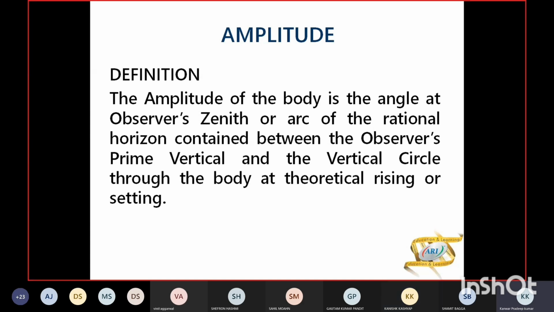Yesterday we discussed that the amplitude is the angle at the observer's zenith, or arc of the rational horizon, contained between the observer's prime vertical and the vertical circle through the body. Don't forget to write: at theoretical rising and setting. What is the meaning of theoretical rising or setting? Then what is the true altitude? Altitude 0. The center of the earth and the center of the body are in one line. We saw this yesterday.